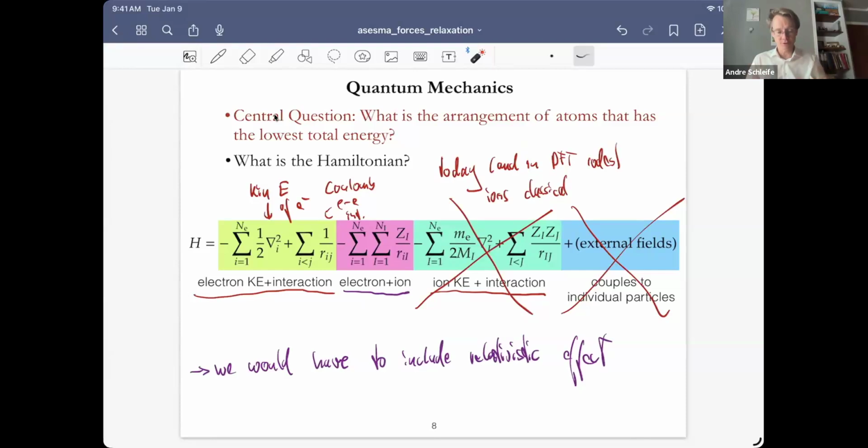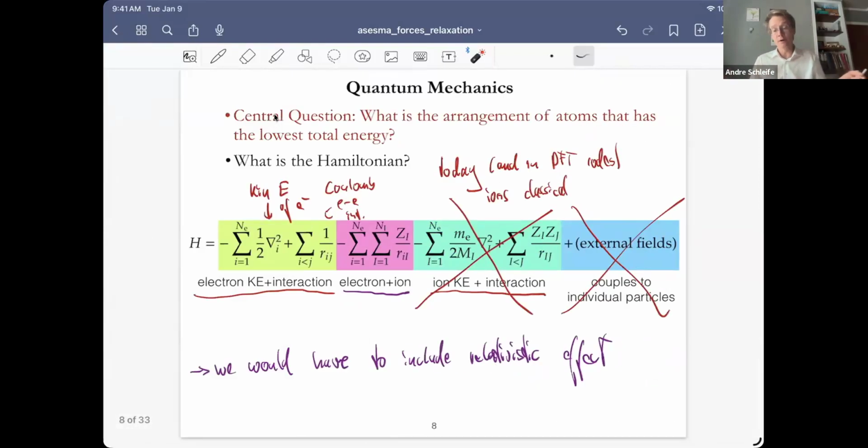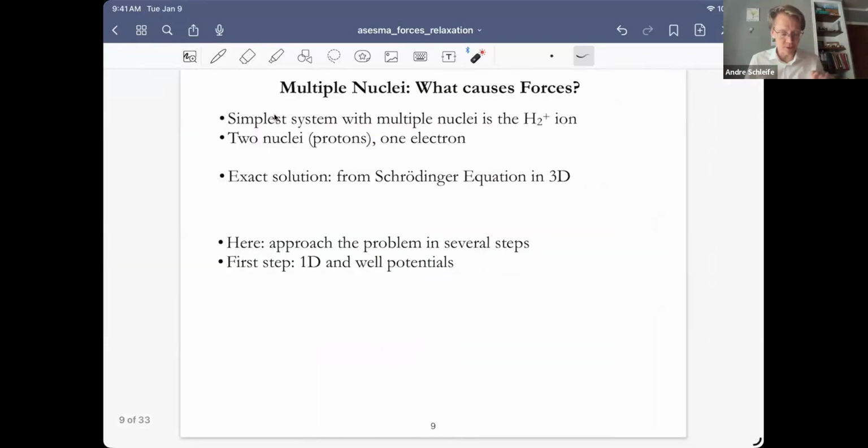So this is what we would like to describe. This is the system here. We start with that, or more electrons or more ions. That's fine. Then the Hamiltonian looks like this. All right, good. Okay, so now what do we actually do with this? Summary: we have the simple system. We have multiple nuclei. The simple system is the H2 ion. That means we have 2 nuclei, 1 electron. I think I said all these things just a moment ago.